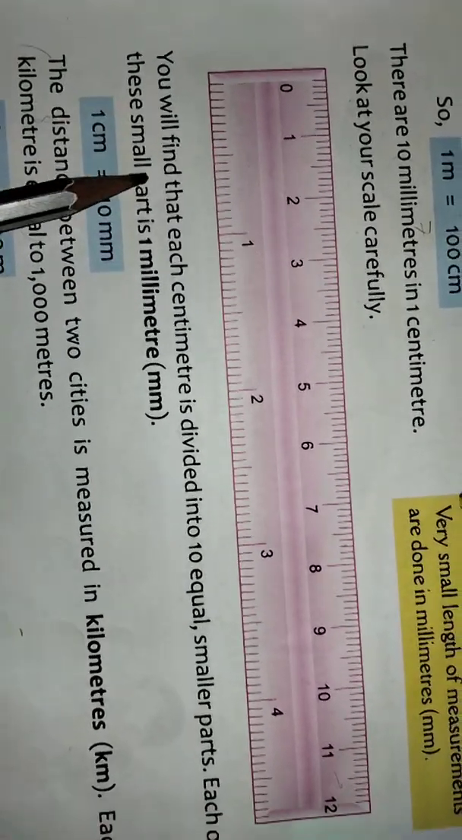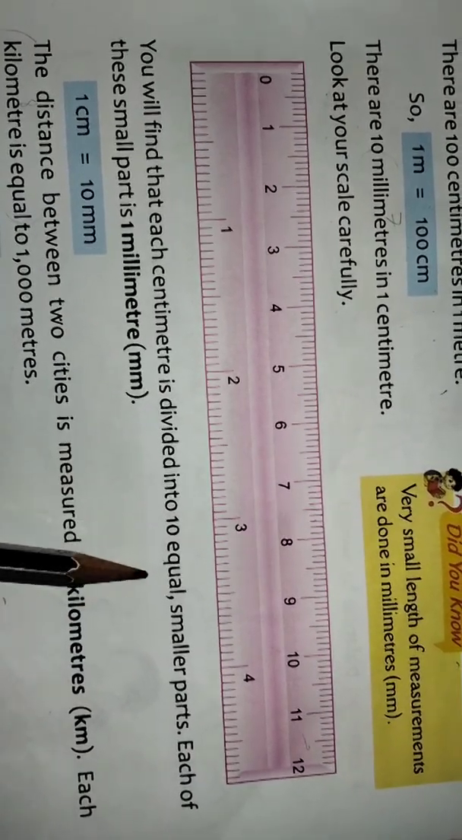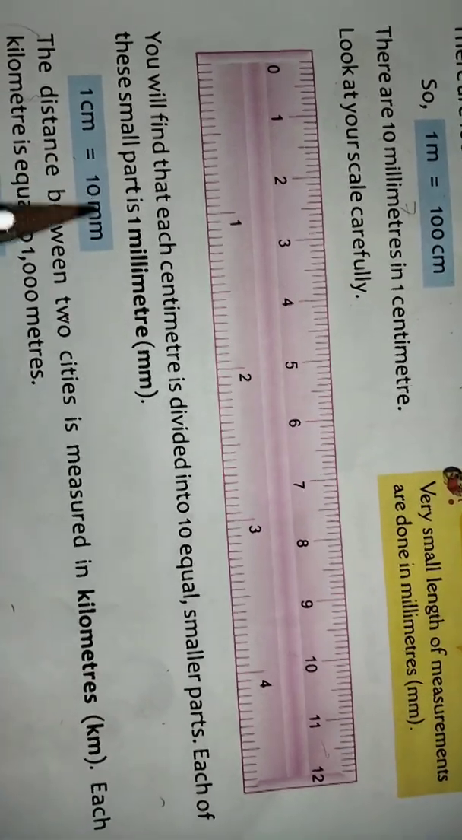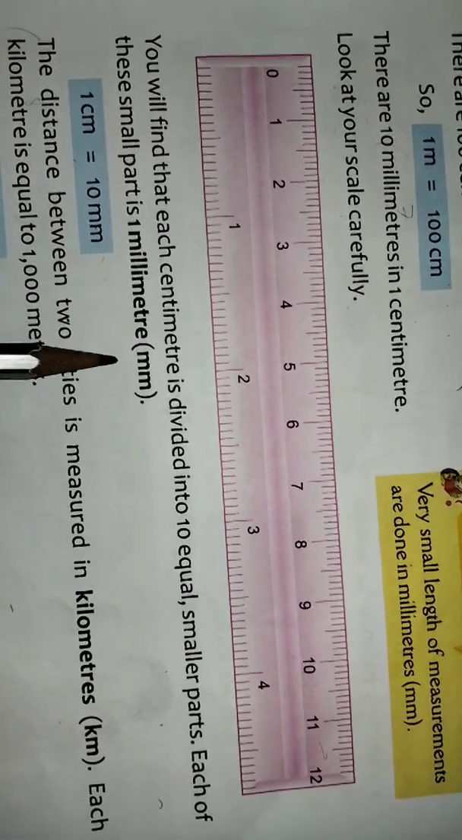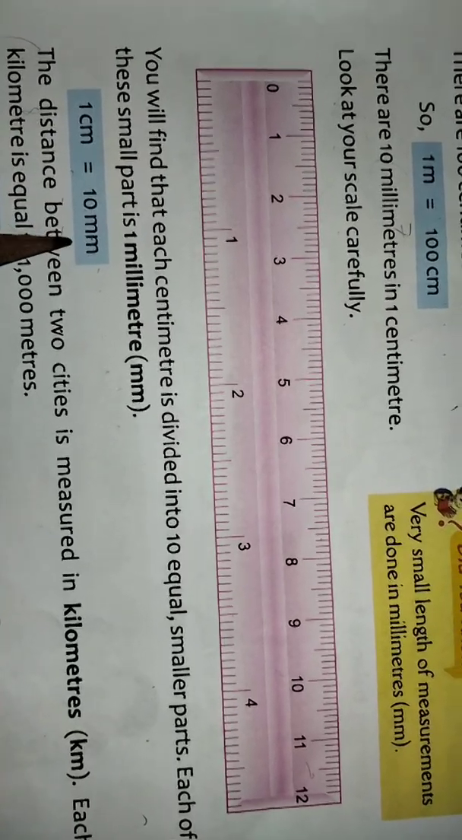You will find that each centimeter is divided into 10 equal smaller parts. Each of these small parts is 1 millimeter. 1 centimeter is equal to 10 millimeters.